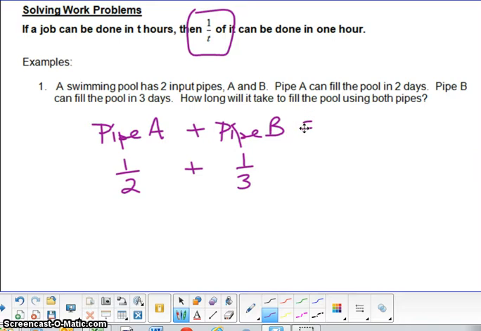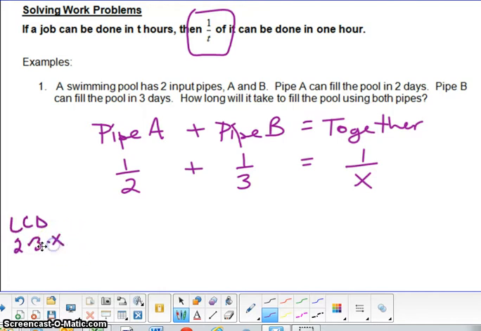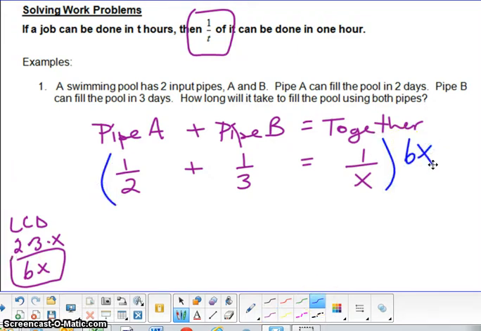So then we compare this to how much they do together, how long is it going to take them, which is the unknown. We do not know how long it's going to take, so it would be 1 over x. Now the least common denominator for this would be 2 times 3 times x. That would be the smallest one to use. So you have 6x to multiply through every single term. And again, just to reemphasize, why we multiply by 6x is to clear the fractions.